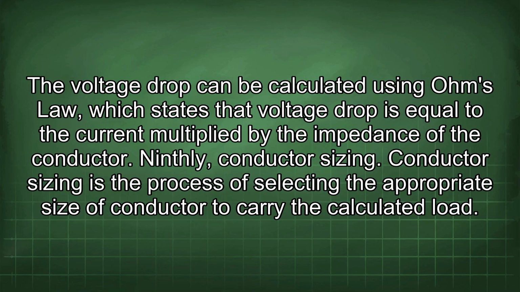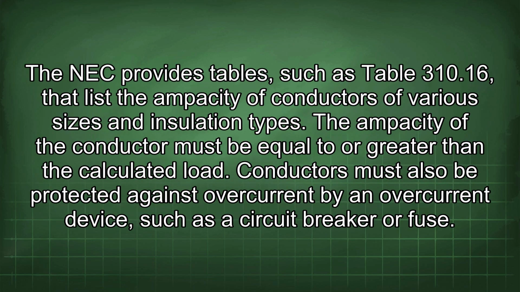Ninthly, conductor sizing. Conductor sizing is the process of selecting the appropriate size of conductor to carry the calculated load. The NEC provides tables, such as Table 310.16, that list the ampacity of conductors of various sizes and insulation types. The ampacity of the conductor must be equal to or greater than the calculated load. Conductors must also be protected against overcurrent by an overcurrent device, such as a circuit breaker or fuse.